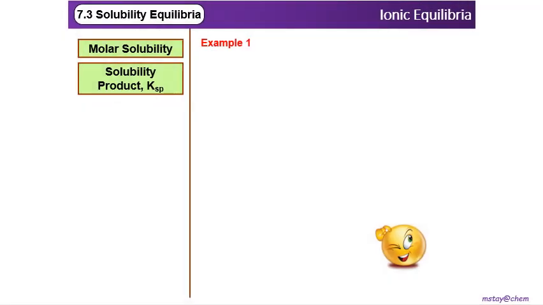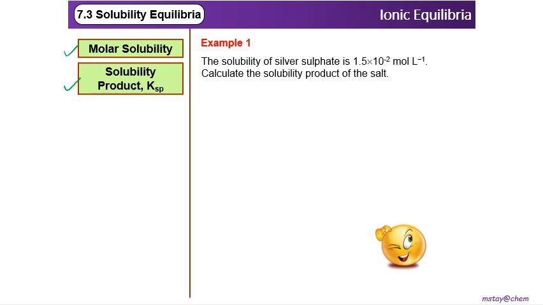Okay, now let's look at the calculation questions for molar solubility and solubility product. In the first example, you are given the solubility of silver sulfate in mole per liter. Silver is Ag+, sulfate is SO4 2-, so the compound is Ag2SO4. Calculate the solubility product of the salt. This means they ask us to calculate the Ksp value.